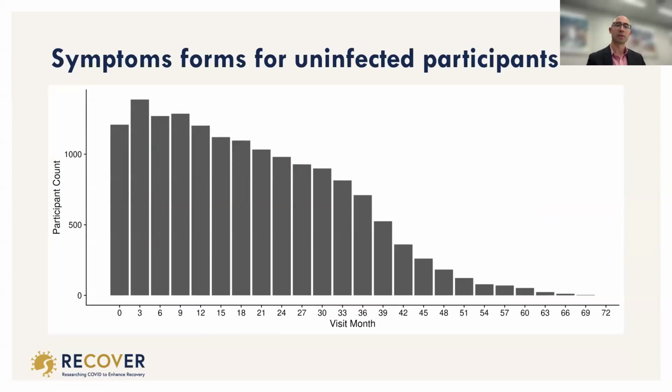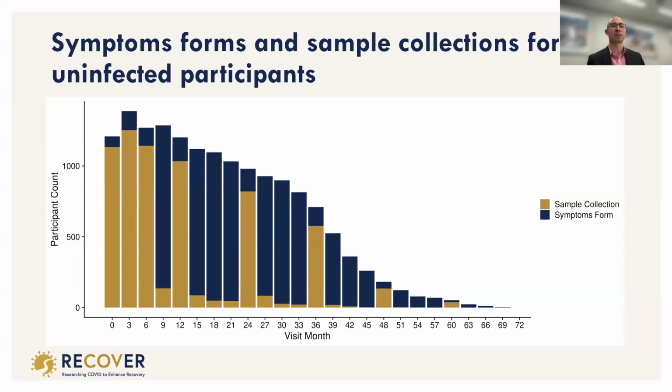This is the same data as we're looking at before, but for people without a history of COVID infection. We have much less of these participants, and we see a stronger taper over time because people move from the uninfected category to the infected category as they get infected on study. And we can go to the next slide, and this is a similar overlay here of the biospecimens forms.